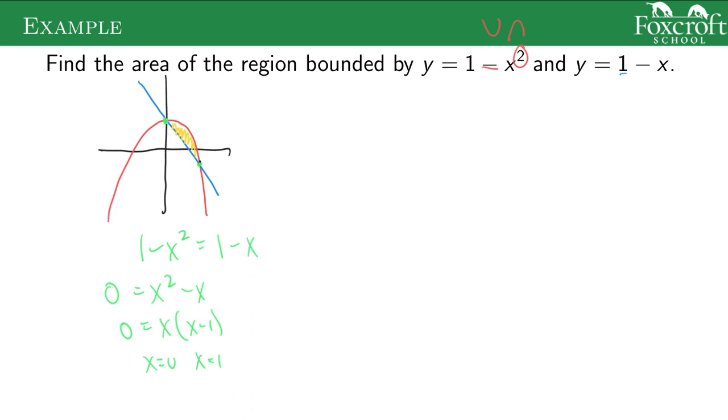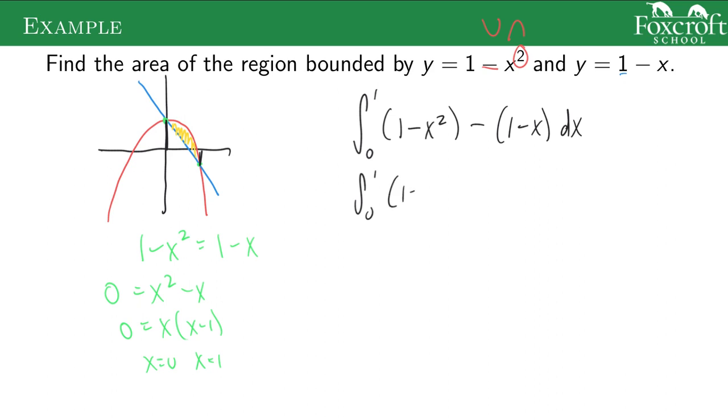So now my integral starts at 0. My area starts at 0 right here. It ends at 1. The top function is my upside down parabola. I subtract my bottom function like that. Here you could do some simplifying. Minus 1 plus x. All right, the 1s are going to cancel, minus x squared plus x.